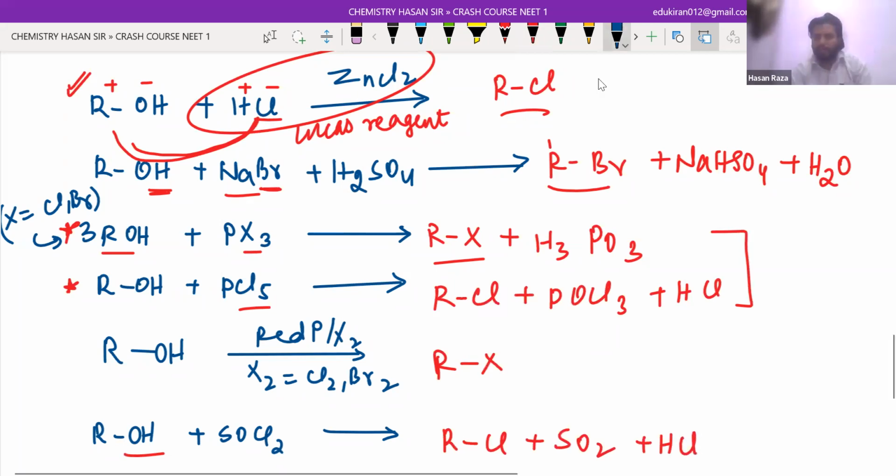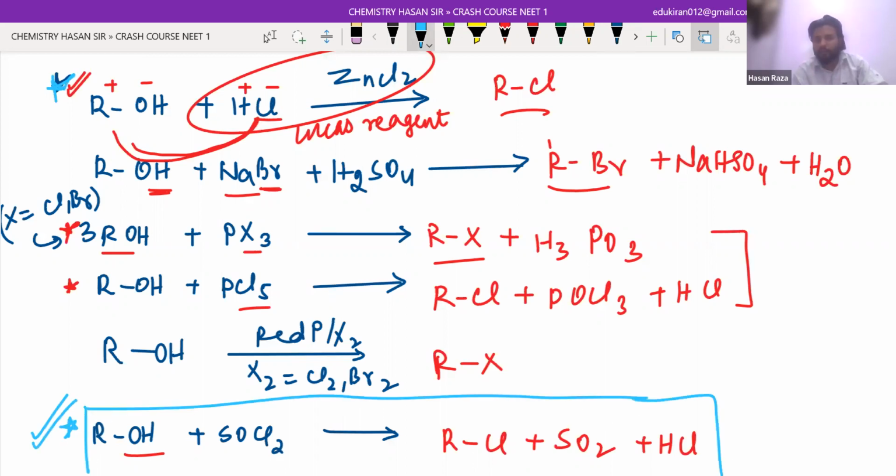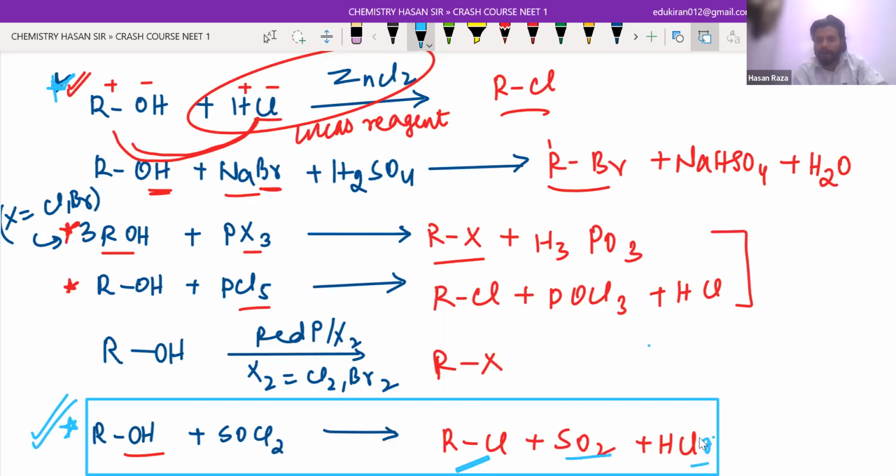You all know about this reaction. All I want to say is that this and this are very important. Why is this very important? Because this reaction is what we prefer to prepare haloalkane, since the byproducts are in the gaseous state and we get the main product RCl directly. Is that clear, everyone? Okay. Now, these star mark reactions are important only because of these byproducts. It has been asked.